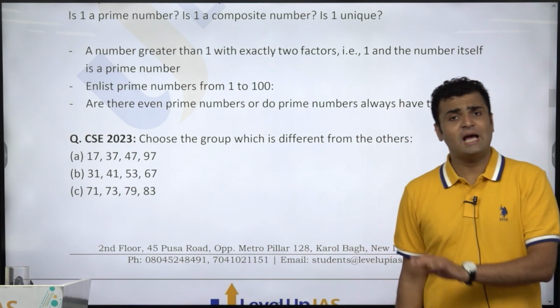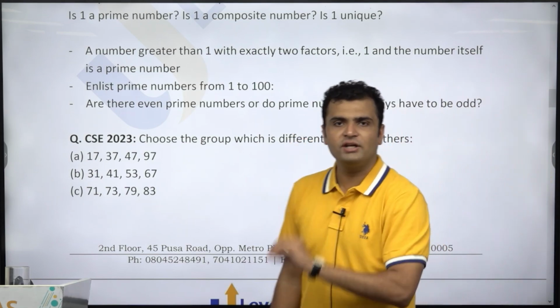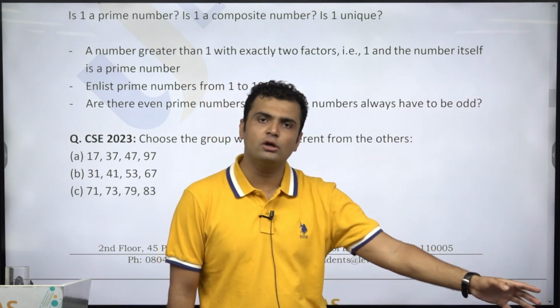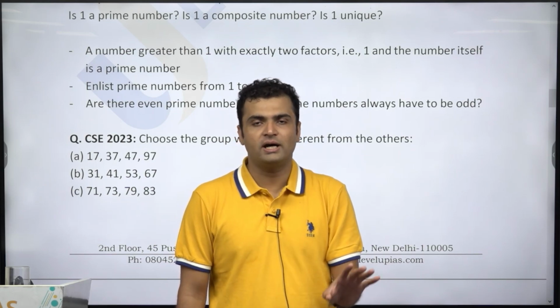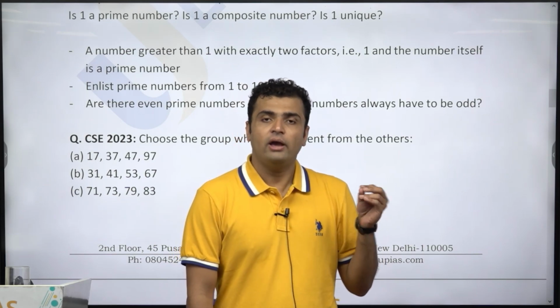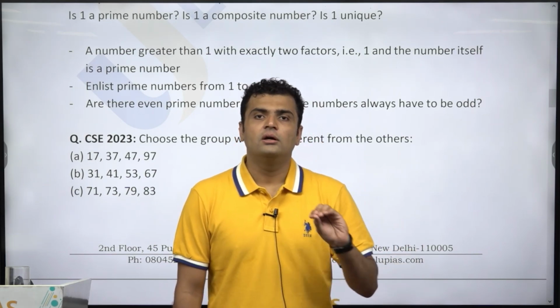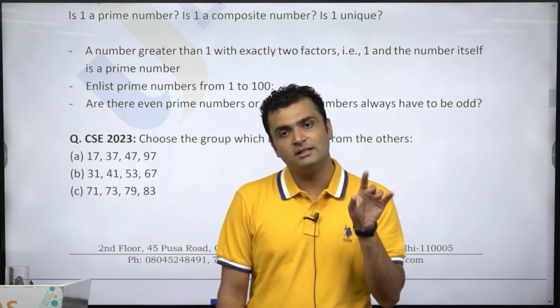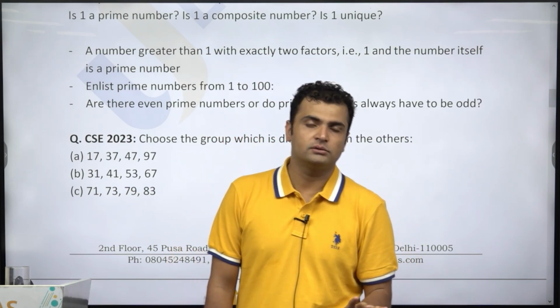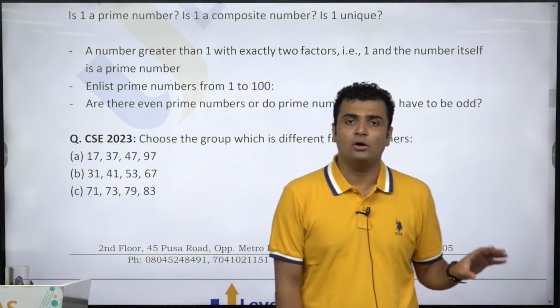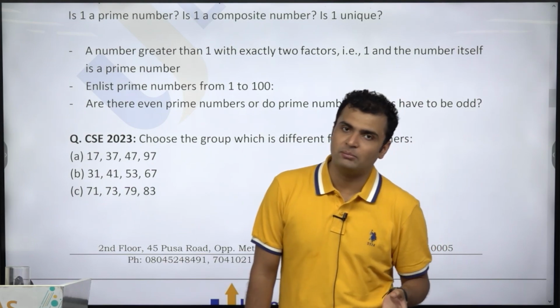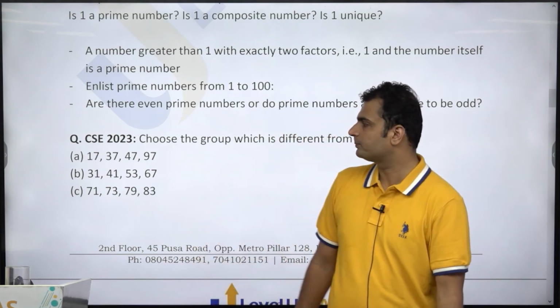All other prime numbers have to be odd, because no other even number can be prime, because 2 will be a factor of all even numbers. That is why except for 2, all prime numbers are odd. Then this statement is absolutely correct. But all prime numbers are odd, that is not correct, because 2 is a prime number which is even.